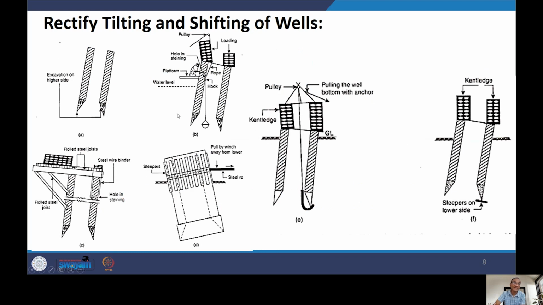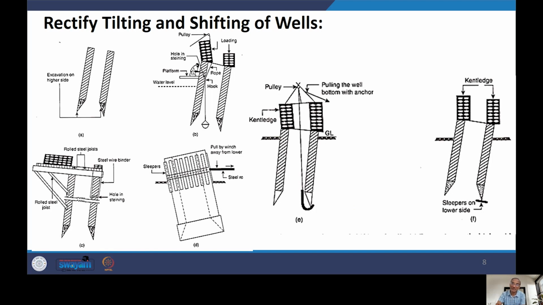like these in figure A, B, C, and what is done in D, sleepers are used here to rectify the tilt. This is tilted this side, so this needs to be pulled down like here, and then brought this side. Same thing is here. An anchor is used here below the valve curve, near the valve curve, anchoring with the pulley, and then it is trying to fix it. There is a tilt, so the idea is to push this side in such a way on the right side, so that this tilt can be corrected.